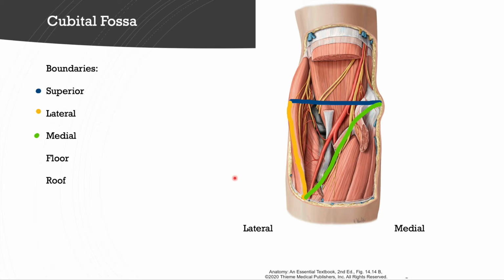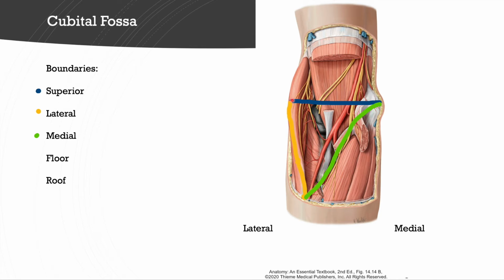The cubital fossa is the triangular area that separates the upper arm from the forearm. As you can see in this image, below the superior border of the cubital fossa is where the forearm begins. The boundaries of the cubital fossa include the superior border, here in blue. This is made up of the medial and lateral epicondyles of the humerus.